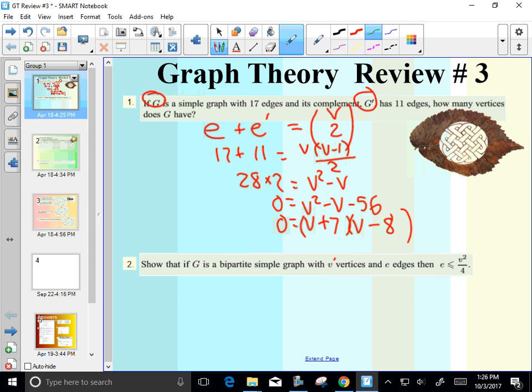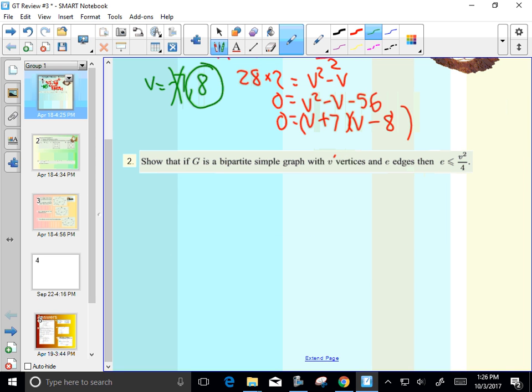But anyway, so V plus 7 times V minus 8. So what will make this true? V equal to negative 7 or 8? Well, which one doesn't make any sense? Negative 7, so 8, as Alex already found. Correct. Nice job.